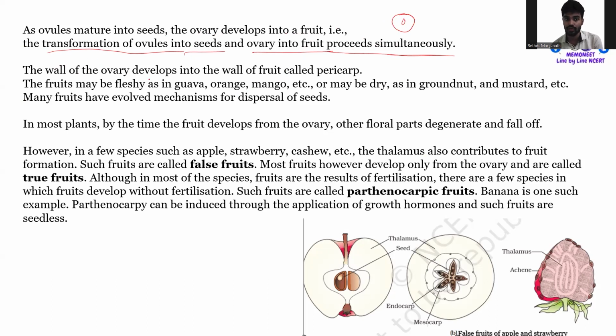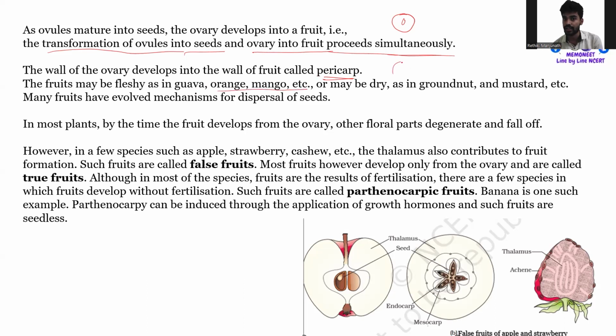Then the wall of the ovary develops into the wall of the fruit. That is called the pericarp. The fruit may be fleshy, as in guava, orange, mango, etc.